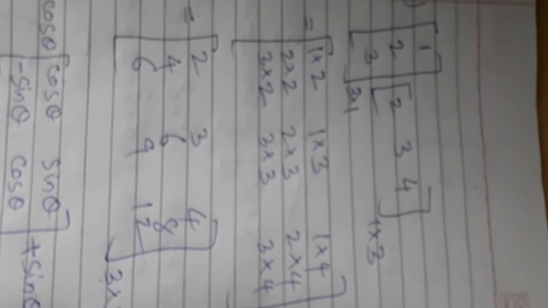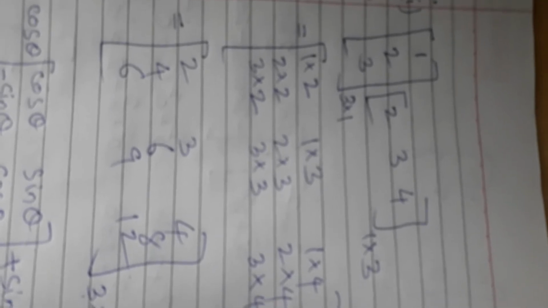Now here they have given in example 4 cos square, sin square, cos square plus sin square, cos square, sin square. You just have to add it, and remember the result that cos square theta plus sin square theta is 1.